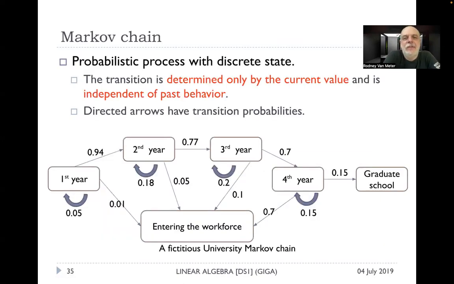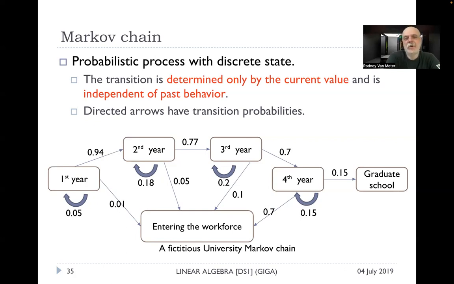A Markov chain is a probabilistic process with a discrete set of states. So we're not talking about something continuous here. We're talking about you are always in some particular state within a set of possible states. You can move from one state to another. The way you move from one state to another is by following an edge in this particular directed graph.